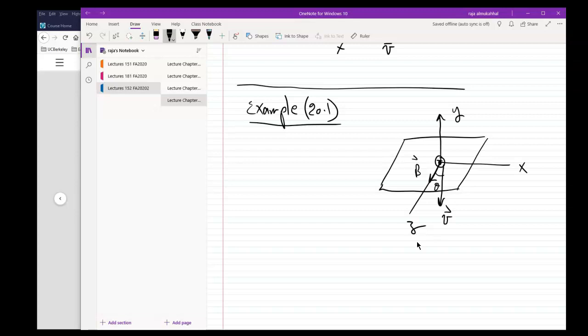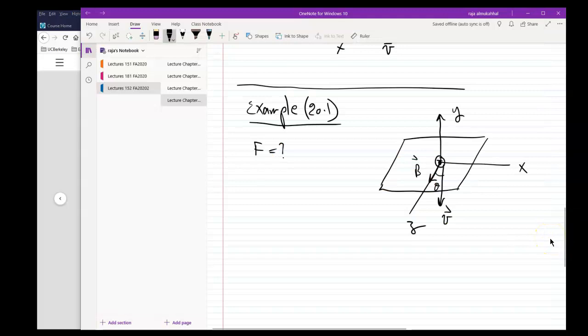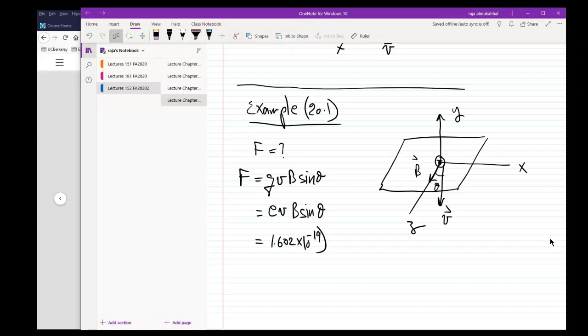So he wants the force, right? That's what he said. Find the force on the proton. Okay? So we know that the force, F, is equal to QVB sine theta. Just plug everything in. Of course, in this case, because the proton is a fundamental charge, I can write it as E: EVB sine theta. So far, so good. E is, of course, the fundamental charge, 1.602 times 10 to the negative 19.